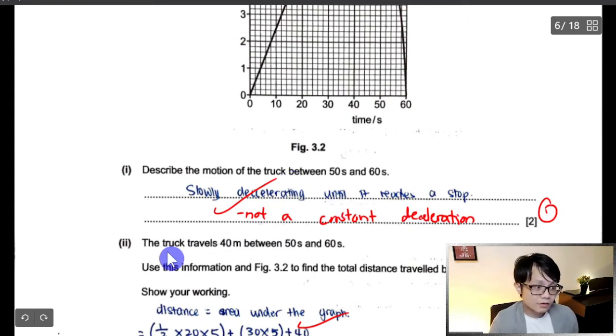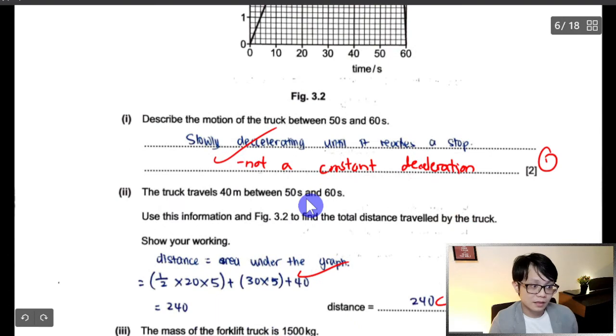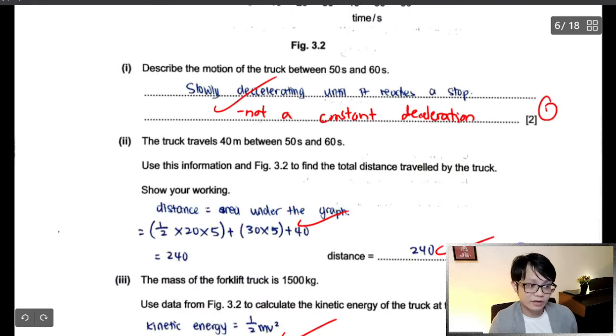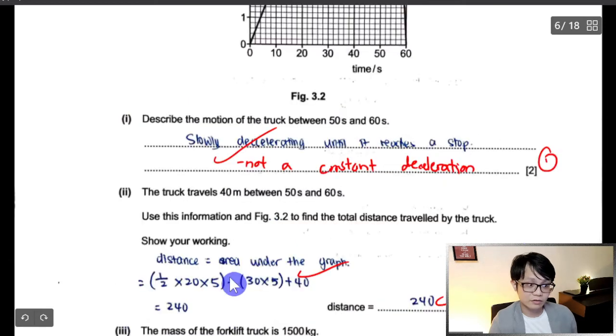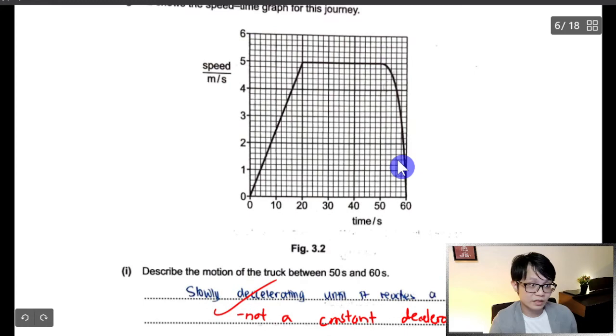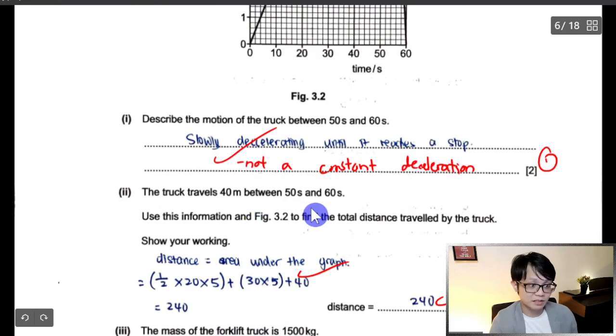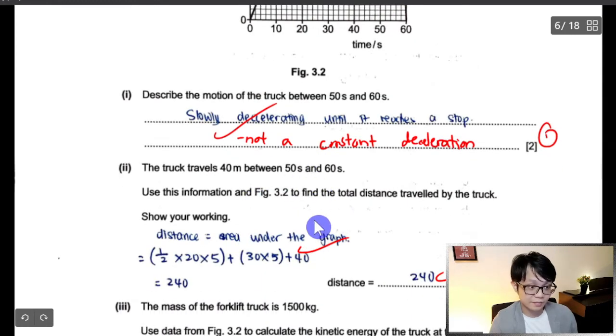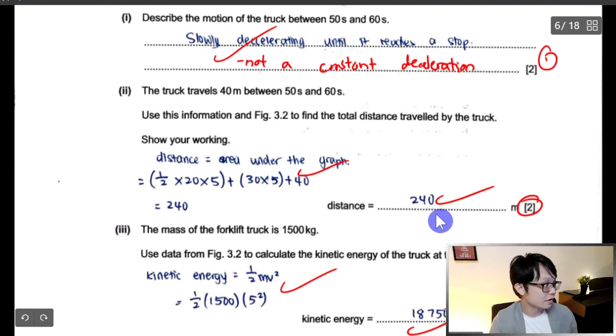The truck travels at 40 meters per second. So this is a 2 mark question. We are not going into details, but we know that the distance equals the area under the graph. So the student just uses the area under the graph times the time, because the time is even given, which is 10 seconds. So you should get 240 meters.